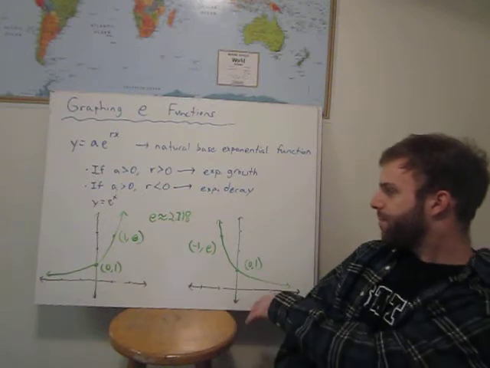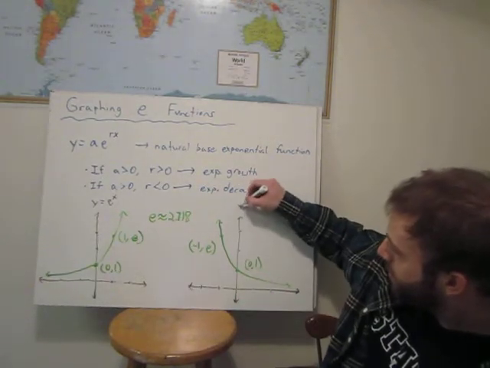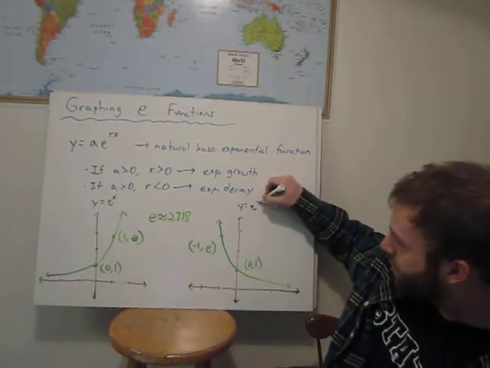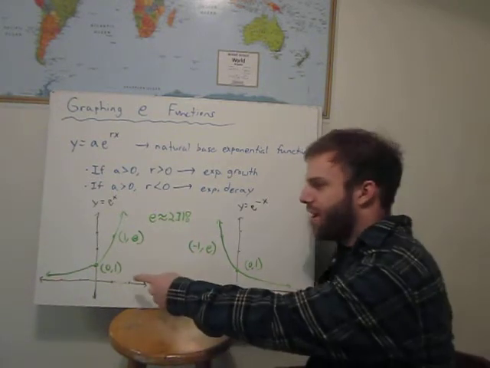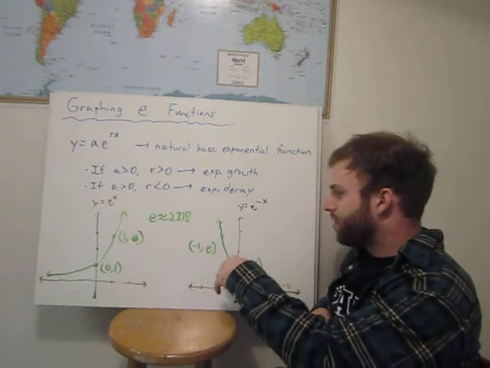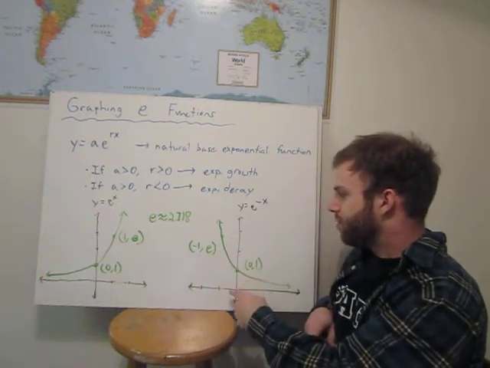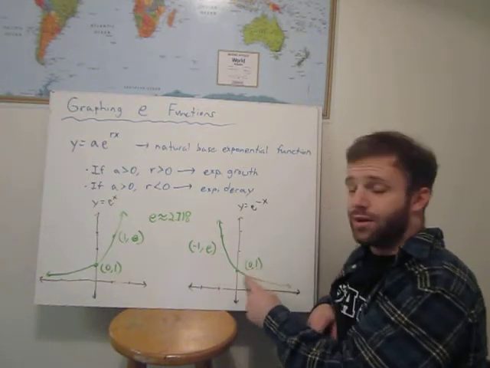And over here, let me write that y equals e to the negative x. So here's just this graph basically flipped around. This is a decay function here. It's where we've got (-1, e) right here and (0, 1).